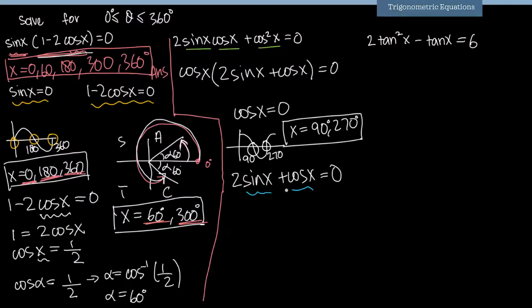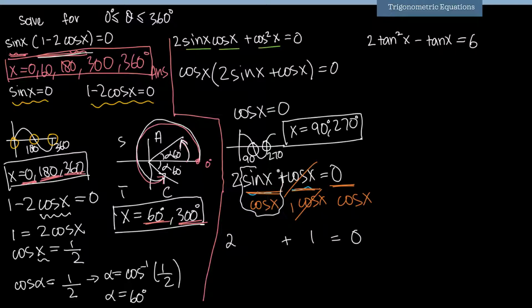trigonometric function. And if I divide both sides of the equation by cosine x, this cosine x and this cosine x would cancel out to become 1, and 0 divided by anything is just 0. So here I will get 2 sine x divided by cosine x plus 1 is equal to 0, and sine x divided by cosine x we know is tangent of x. So this equation becomes 2 tan x plus 1 is equal to 0. Now I only have one trigonometric function, so now I can solve this equation.